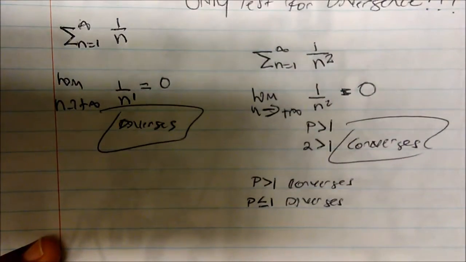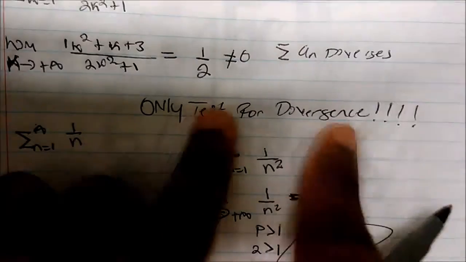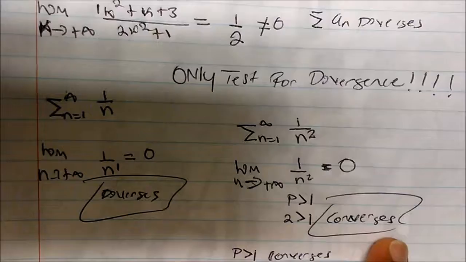And so that's the reason why this test is only for divergence. Do not assume that if you get a limit equal to 0, the series automatically converges.